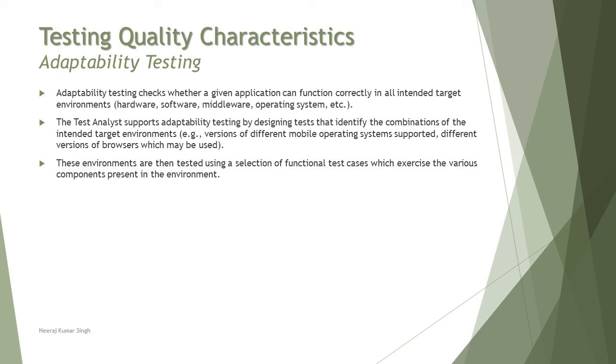That obviously includes hardware, software, middleware, operating system, etc. Say, for example, you created an application now, and tomorrow Microsoft upgrades from Windows 7 to Windows 8 or Windows 8 to 10. Can your software still be used, or do you need a different version for that? That is what we generally have as a part of adaptability testing.